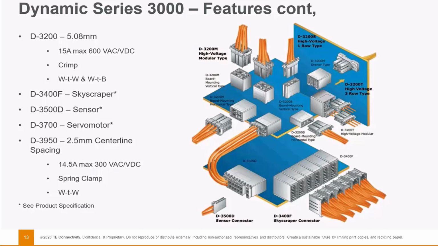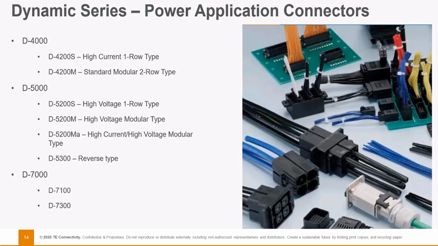Now, exploring the D3900 and D3950, both featuring a 2.5 mm centerline spacing and utilizing spring clamp termination, these connectors are designed for wire-to-wire configurations. The current carrying capacity reaches 14.5 A, with a maximum voltage of 300. Now let's talk about Dynamic Series D4000. We have two types, D4200S and D4200M.